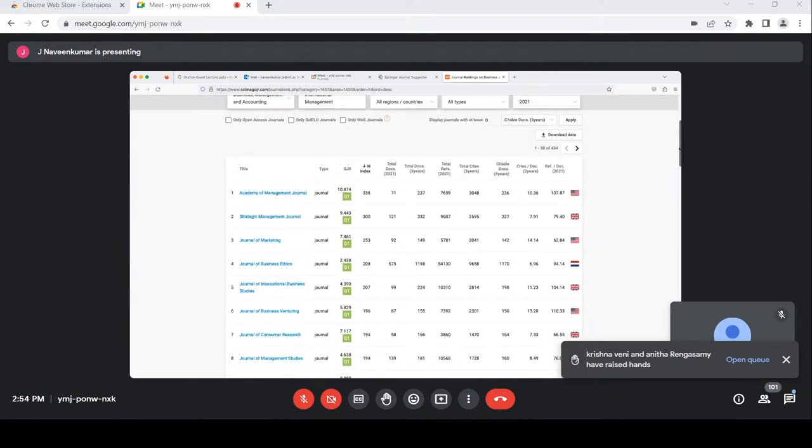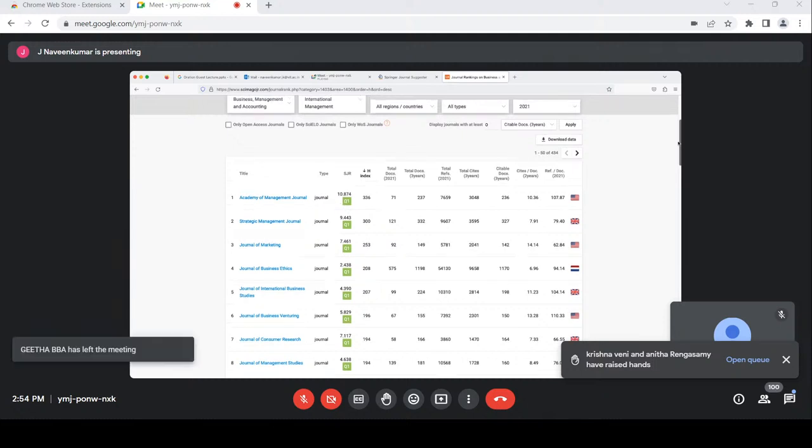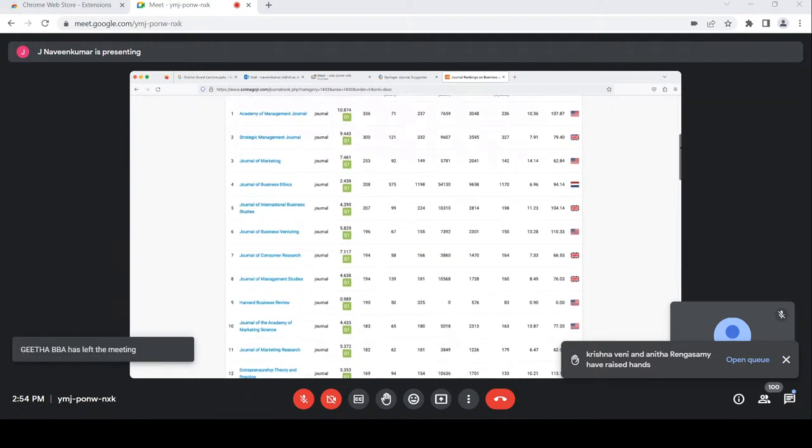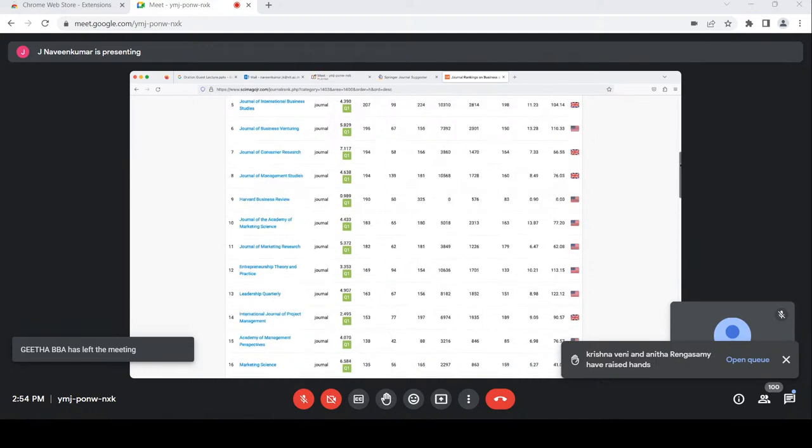So the SJR goes to 10 here. So 10 is the maximum value. It means this is the first and topmost ranking journal. So this is the topmost journal you can target, right? But again, you need to check your scope and aim with respect to your paper, whether there is a relevance of your paper to this particular journal or not. If that is there, and if you're satisfied with the rank, then yes, you can go ahead and submit your paper there, right? So this is how basically we try to find the ranking of the journals, the position of the journals.